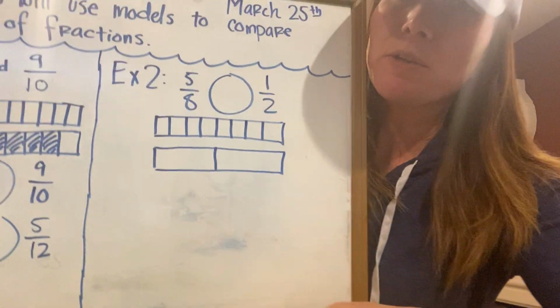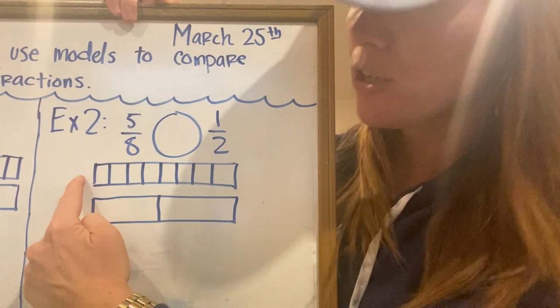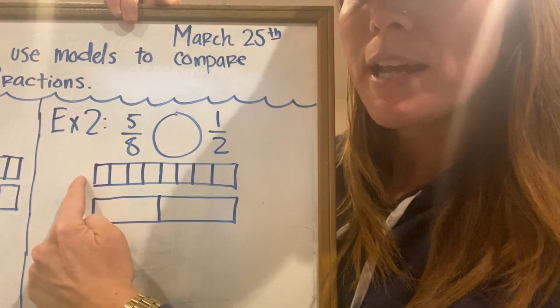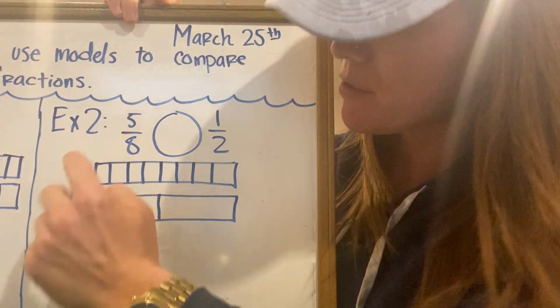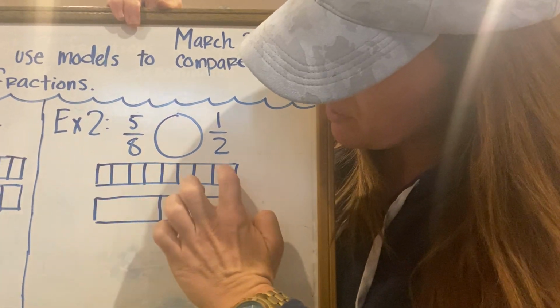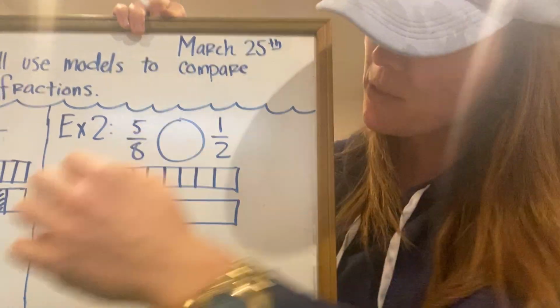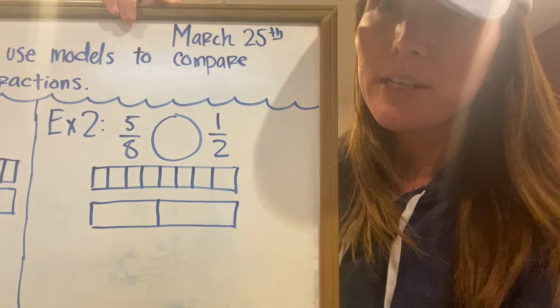Okay, so here you can see we have this fraction model. There are 8 parts to represent 5/8. 1, 2, 3, 4, 5, 6, 7, 8. It's a whole, but the whole is cut up into 8 parts because the denominator again is 8.